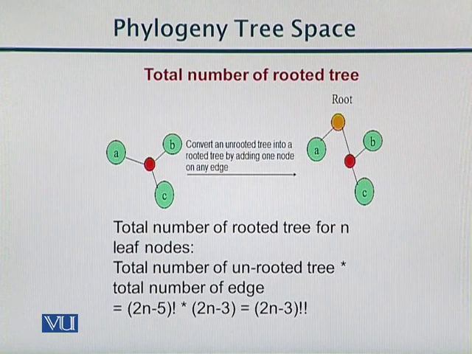Total number of rooted trees: as I have already said, it would be the multiplication of 2n minus 5 factorial into 2n minus 3. So that becomes 2n minus 3 factorial. So it's again derived from the simple unrooted trees.